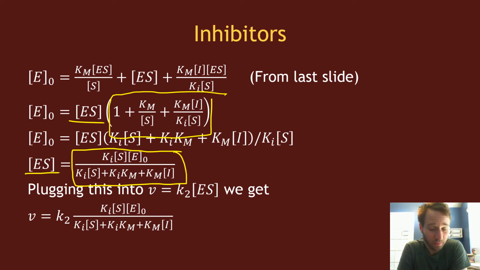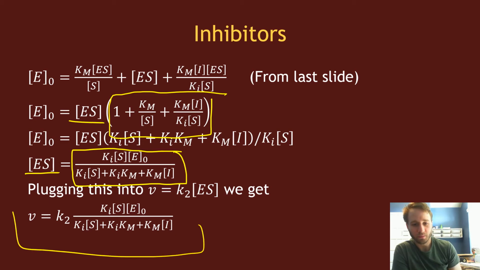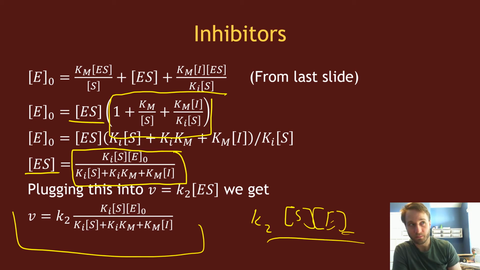Ki, the equilibrium constant for the inhibitor, times the concentration of the substrate, times the initial concentration of the enzyme, divided by Ki times the substrate concentration, plus Ki times Km, plus Km times concentration of I. And so we plug that in, and we get this final rate law expression, which is similar. Our rate law expression without the inhibitor was, say, K2 using that same notation, K2 S E naught over, what was it, S plus Km.